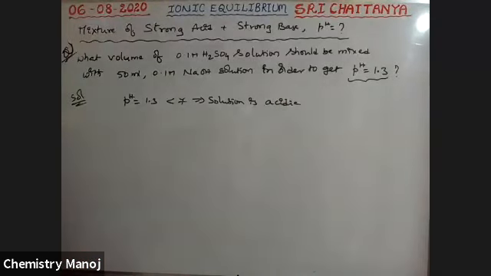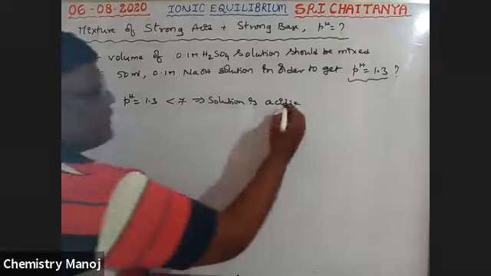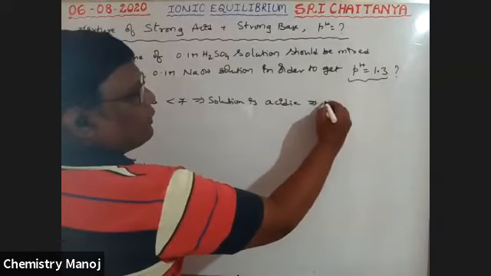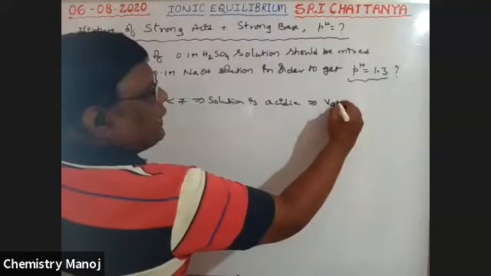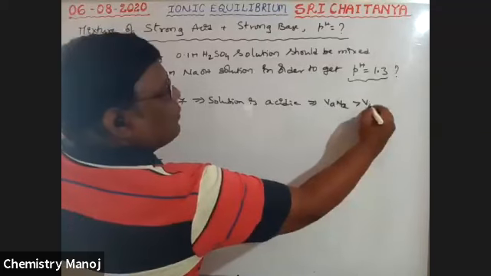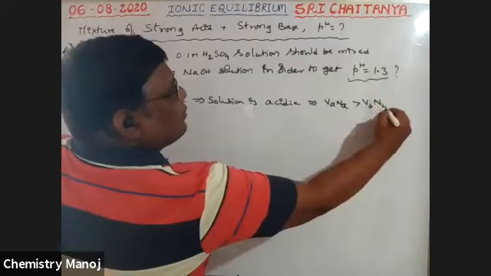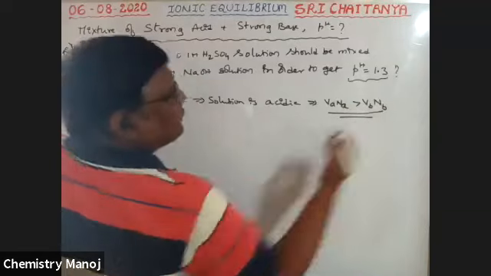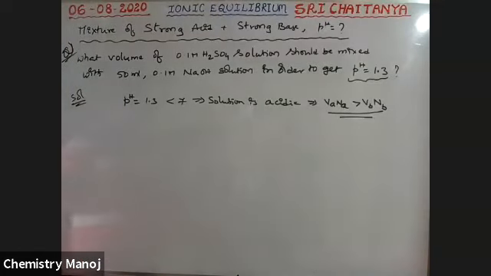The solution is acidic. So, right, boys? Yes, correct. Solution acidic means that VA NA is greater than VB NB. This is applicable.